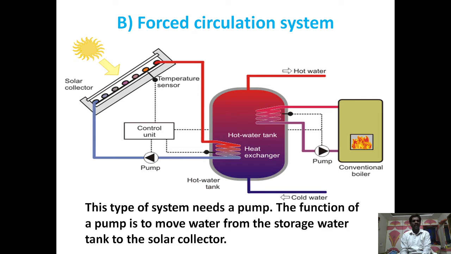Here, the storage tank is placed below the solar collector. In between the solar collector and the storage tank, a pump system is placed. That means this kind of system requires a pump. The major function of this pump is to move the water from the storage tank into the solar collector. For that purpose we need electricity. This is the major disadvantage of this kind of system.